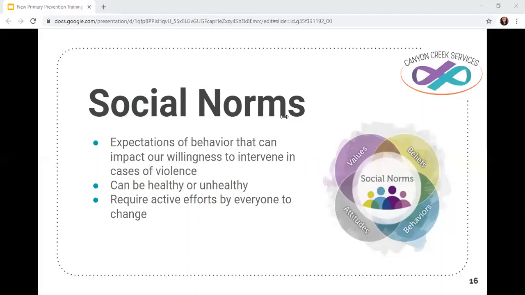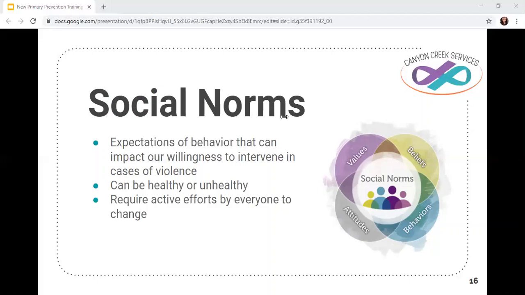Social norms impact our willingness to intervene in a situation that could lead to violence. They are expectations of behavior that can be healthy or unhealthy, and primary prevention aims to replace unhealthy social norms with healthy ones. An example of an unhealthy social norm that impacts violence perpetration is that men should have power and control over women. And a healthy social norm that could protect from violence perpetration is that men and women are to be treated as equals and no person should have power and control over another person.